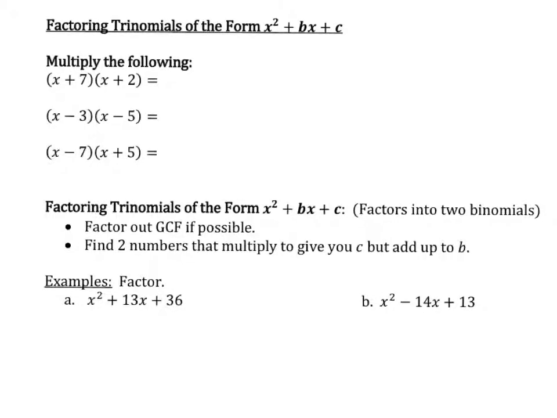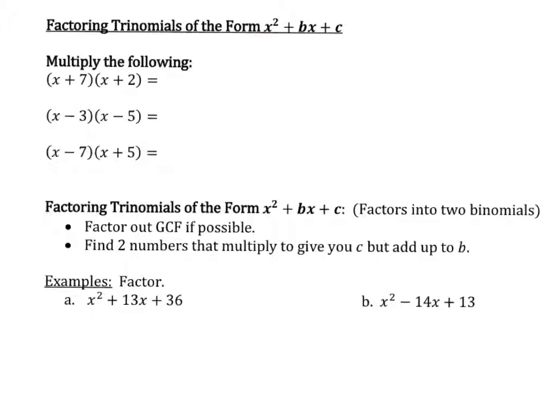In this video, we're going to talk about factoring trinomials of the form x squared plus bx plus c. Notice that these are degree 2 polynomials that are going to have 3 terms. And notice that the leading coefficient here is 1. That's a 1 in front of that x squared that's understood to be there.